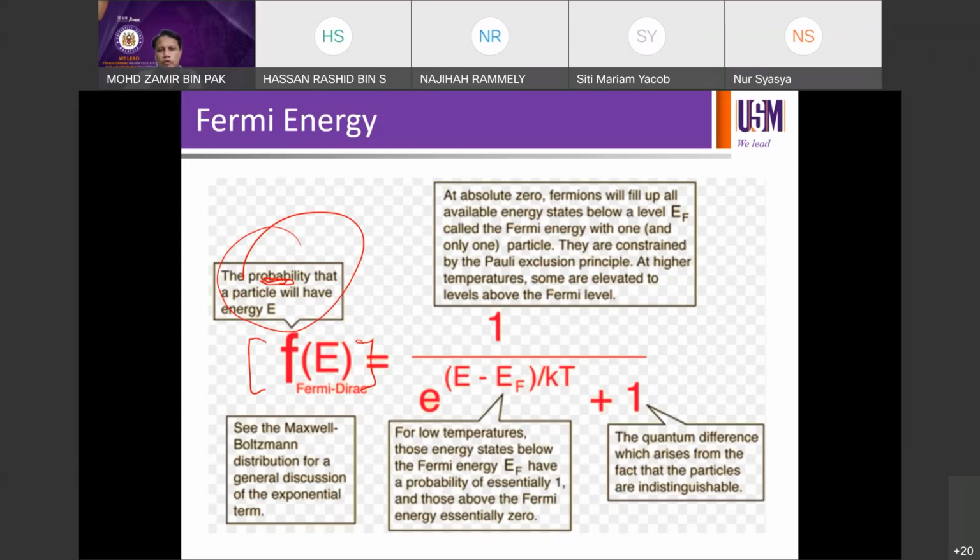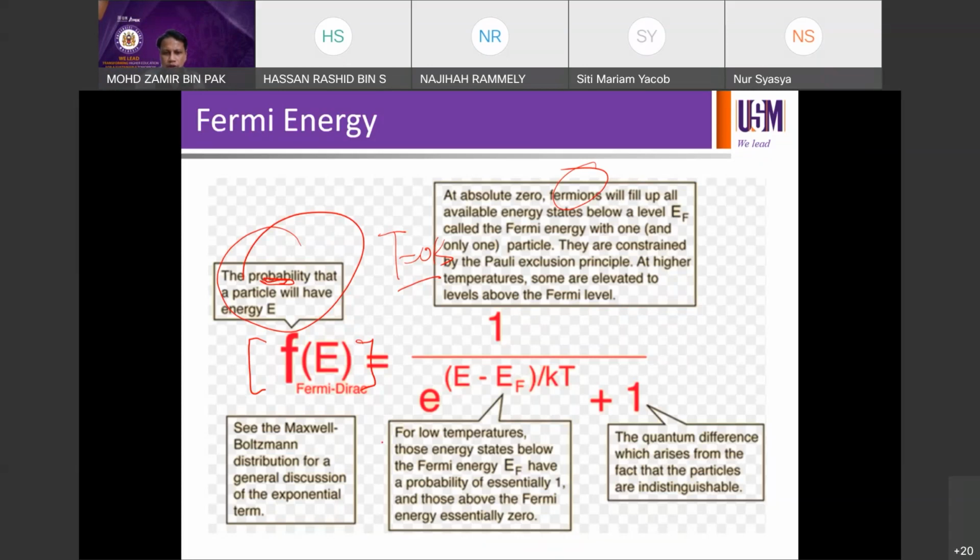Okay. So at absolute 0, when you talk about T equals 0 Kelvin, electrons will fill up all the energy states below EF. Later we will relate to the sketch. Electrons will occupy all the energy states below EF, called Fermi energy, with one and only one particle. They are constrained by the Pauli exclusion principle. At higher temperatures, some are elevated to levels above EF. So at T equals 0 Kelvin, all the electrons will be occupying the lower energy states, and they are not excited into higher energy states for conduction. So they are all occupied in the lower energy states. So we're going to see how the temperature changes this.